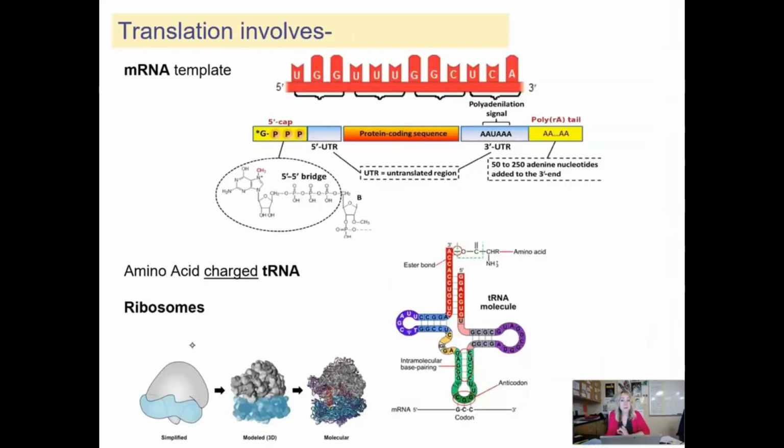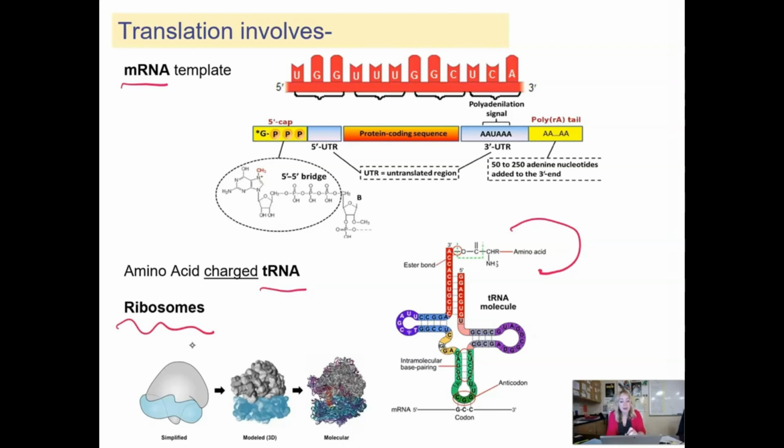We have three main components that are going to be carrying out the translation process. So we have the actual mRNA, and we have tRNA, transfer RNA, that's going to deliver amino acids to the synthesis site, and then we have ribosomes. So we're going to discuss all these components one at a time. So first, let's go back to mRNA.